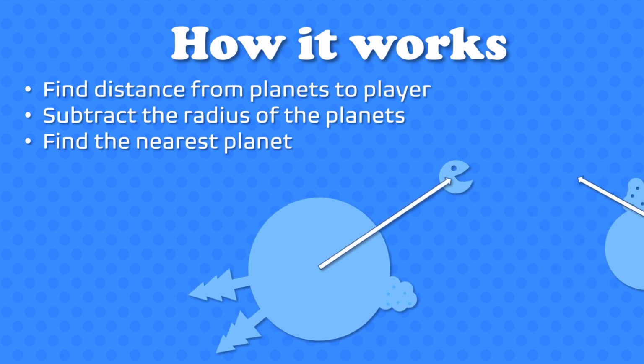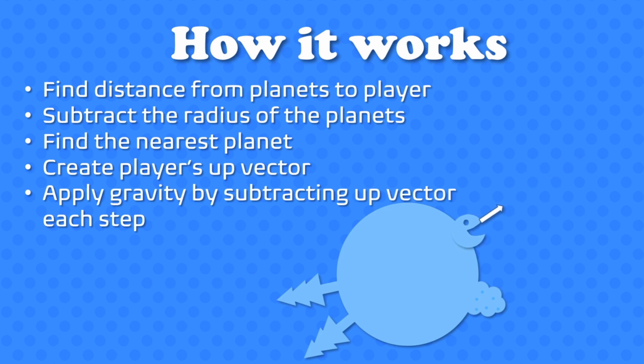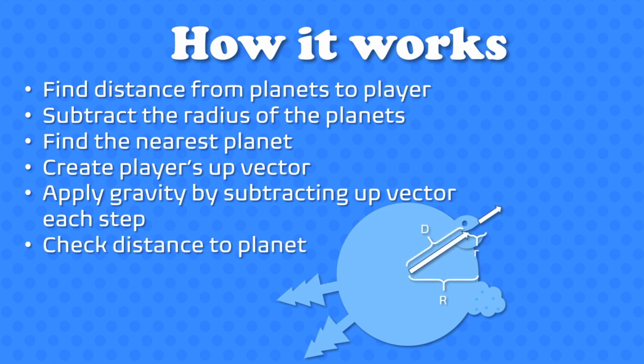Then we can normalize the vector from the planet to the player to create the player's up vector, and this is used to orient the player and to apply gravity. To apply gravity, you just subtract this, multiplied by some factor, to the player's position each step. To make sure the player doesn't go inside the planet, just check the distance between them. If it is smaller than the planet's radius plus the player's radius, the player is inside the planet, and we have to push him back out.